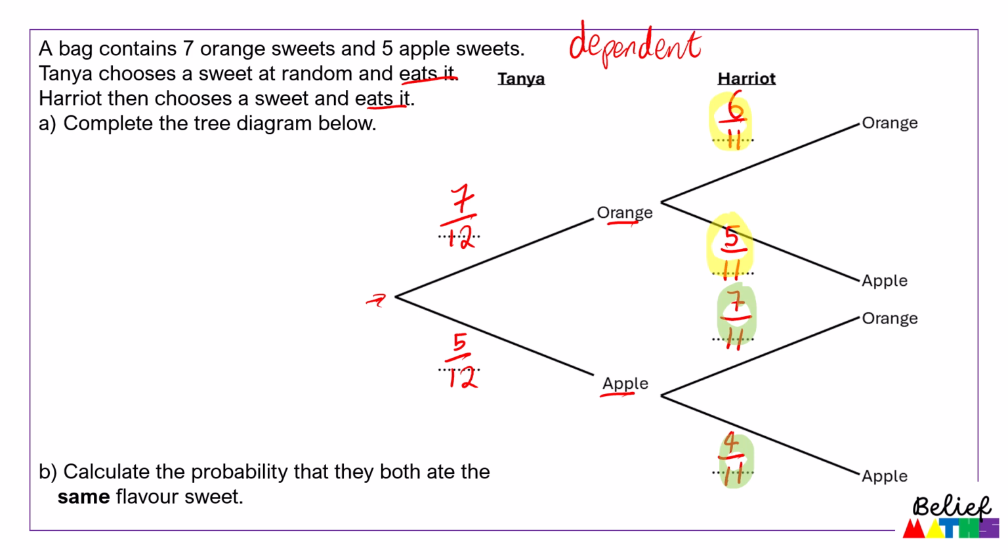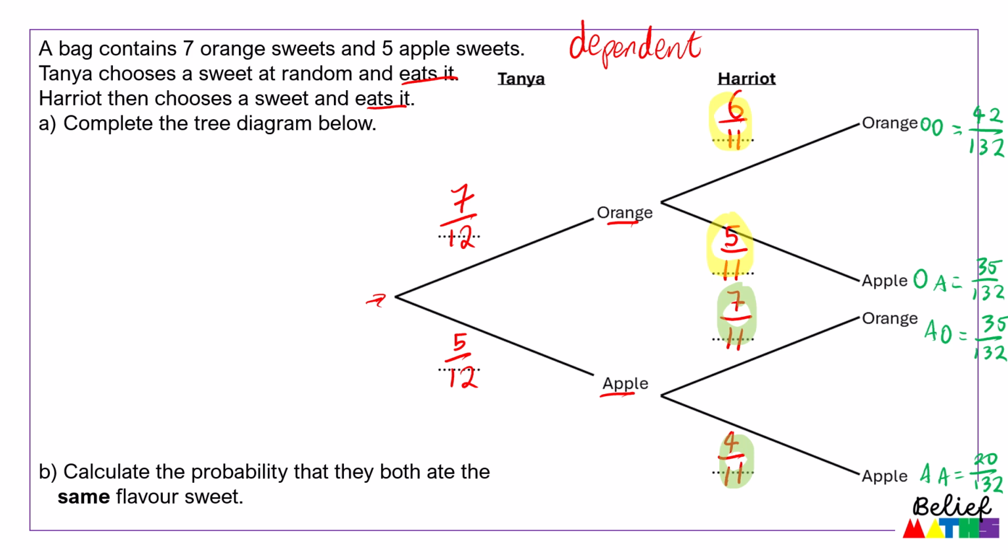So as we have done before, we're going to work at the end. So orange, orange, we're doing 7 over 12 times 6 over 11. Well, 6 sevens are 42, and 11 times 12 is 132. Okay, orange apple, 7 fives is 35, again out of that 132. Next one, apple orange, 7 fives again are 35 over 132. And then finally the bottom one, 5 times 4 is 20, so apple apple is 20 over 132. Again, checking our answer by adding up all those fractions on the end, it does give us 132 out of 132.